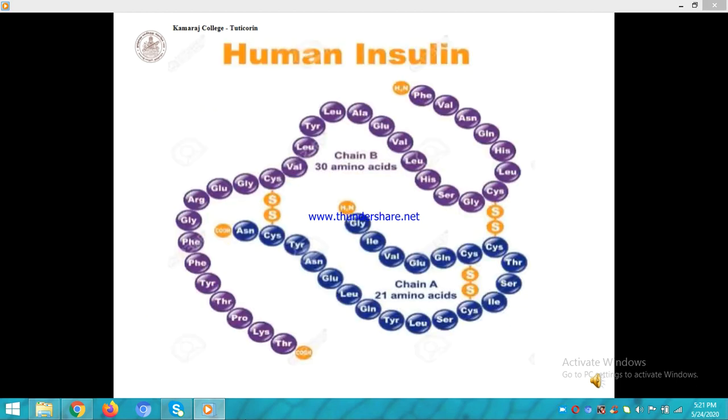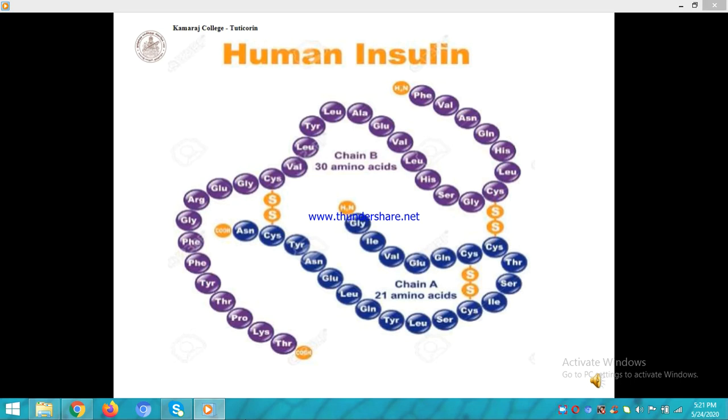This is the diagrammatic representation of human insulin. Here chain A contains 21 amino acids and is situated below, and chain B contains 30 amino acids and is situated above. Both chains are held together by disulfide bridges. In chain A, the amino acid sequence starts from glycine and ends at asparagine, and in chain B, the amino acid sequence starts from phenylalanine and ends in threonine.